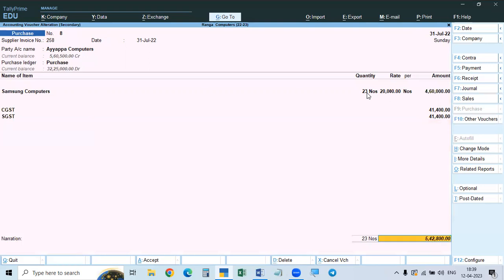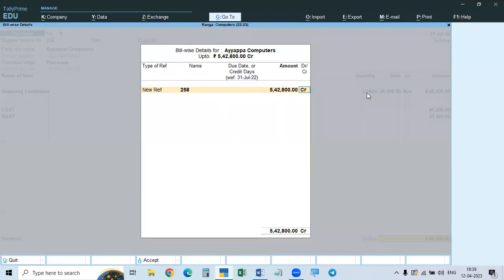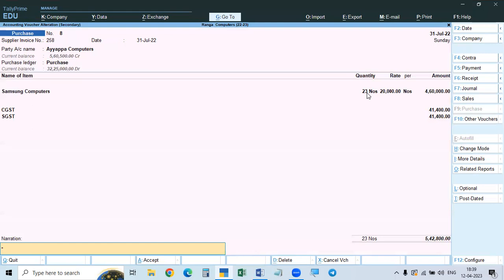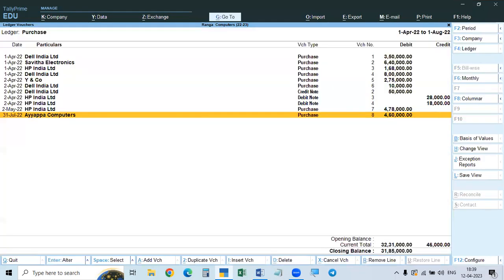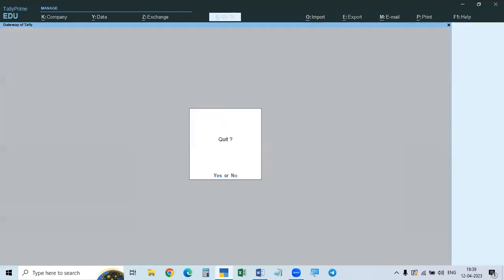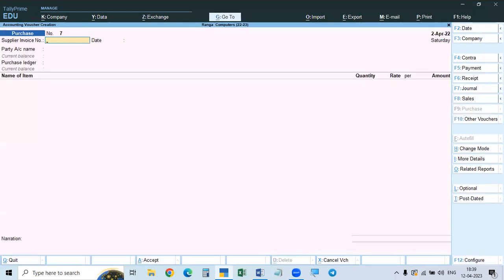That's why, what we have to do: the invoice number is 258, dated 31st July, 2 numbers, rate is 20. So here we have to increase. Now we have to enter the transaction, the voucher. So what to do here? We have to increase the quantity.